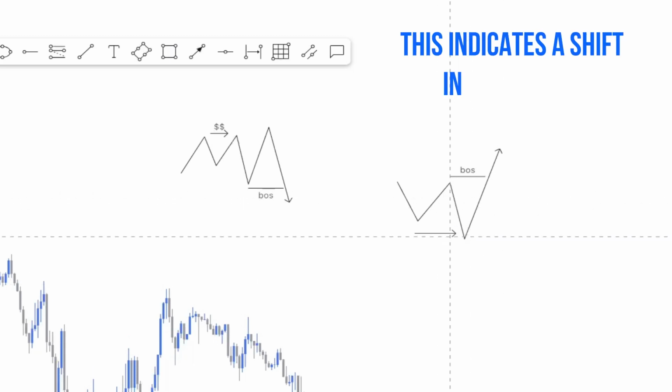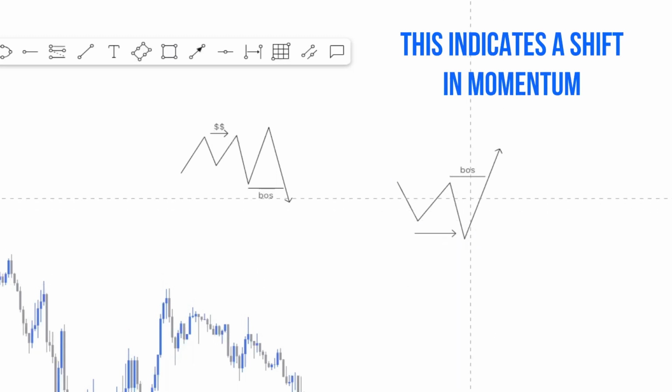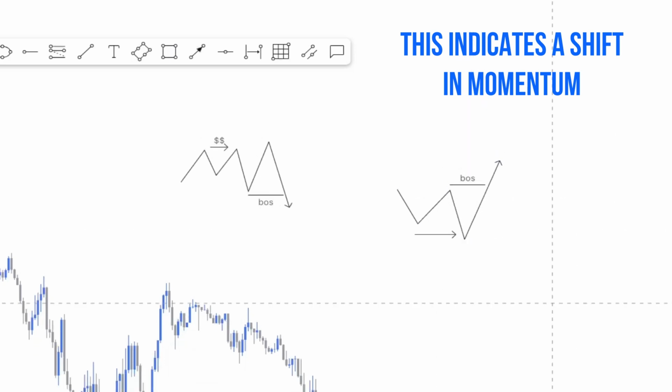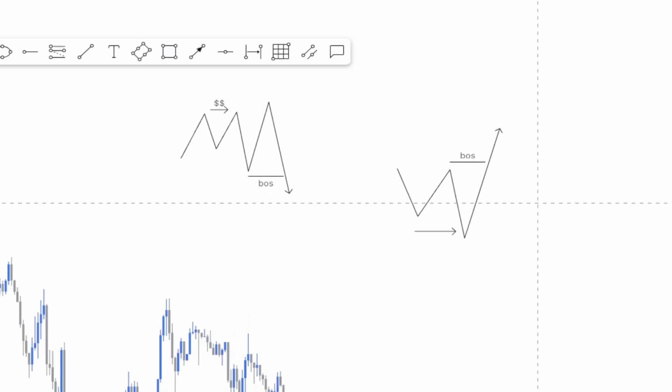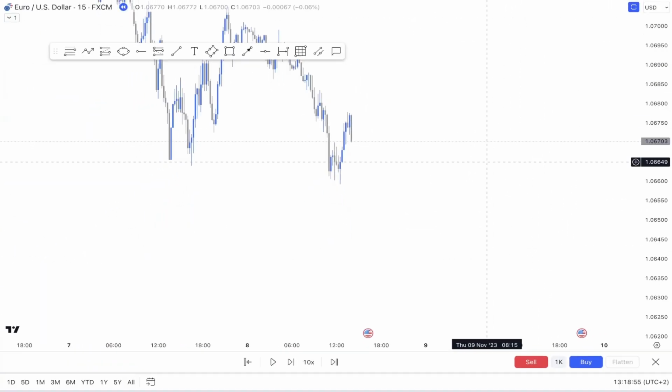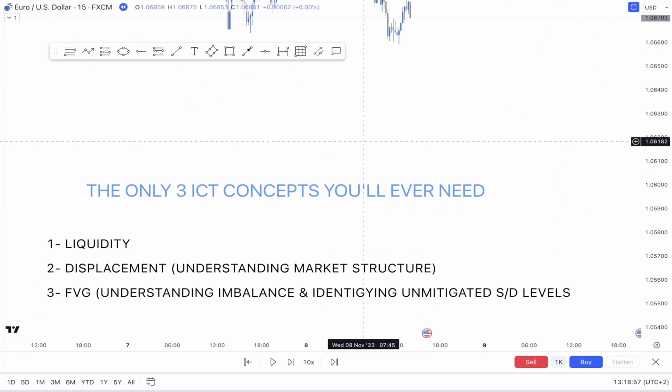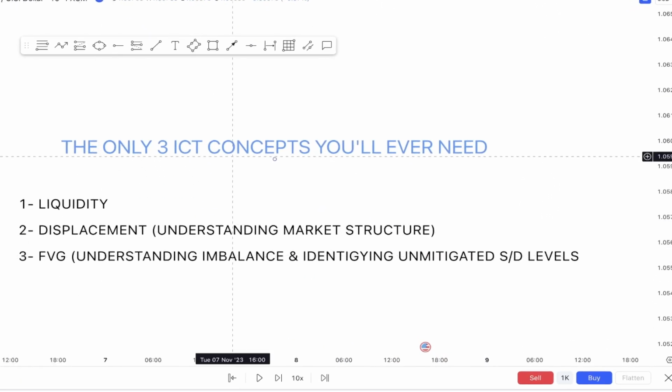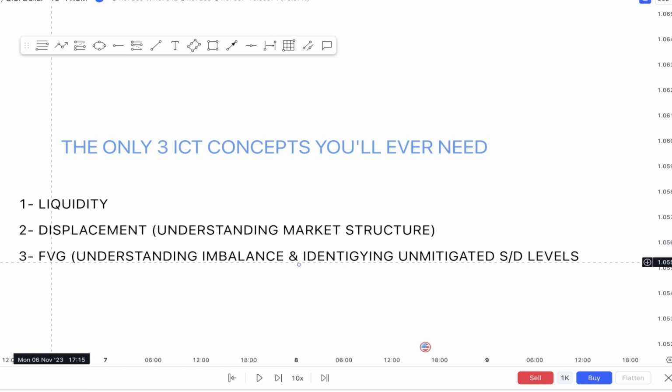And now we can see that we formed a shift in momentum. Usually when we see this, the market is doing a shift in momentum. And that's exactly what we want to see. All right. And now the third concept is fair value gaps.